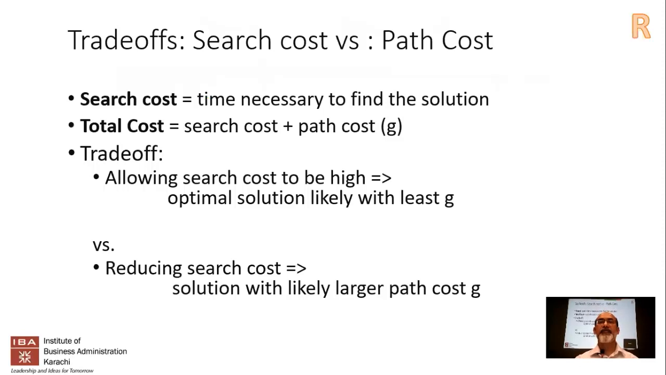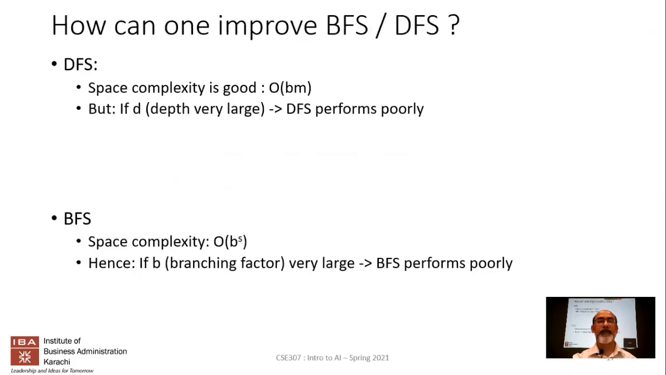And we looked at the trade-off between the search cost, the path cost, and what we defined as the total cost, which was simply a sum of both the search cost as well as the path cost. And we said that if you're spending too little time on the search, maybe the optimal path cost may not be achieved. If you're spending enough time on that, we might be able to get a good path cost.